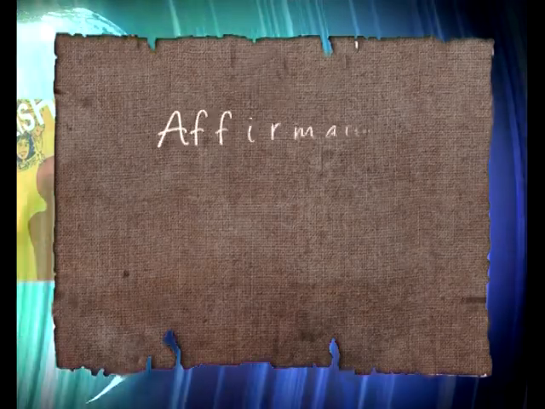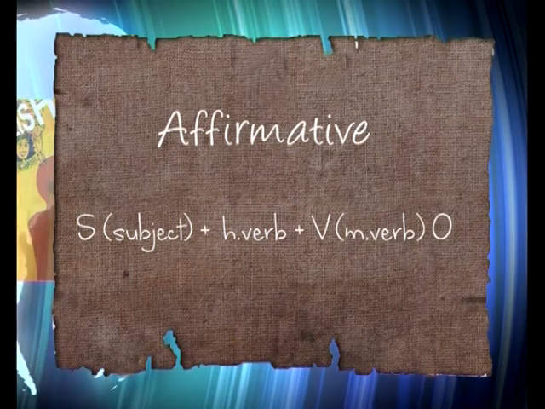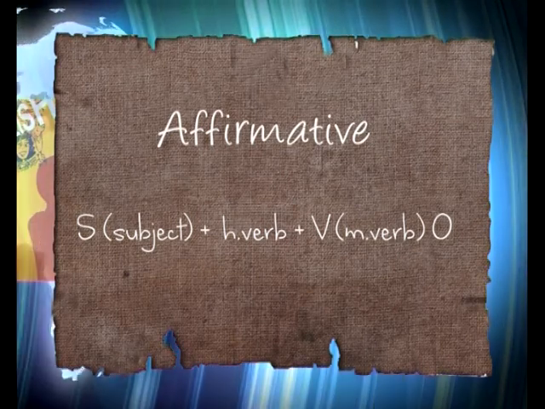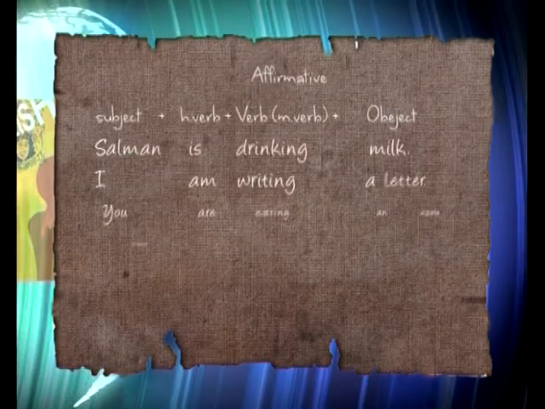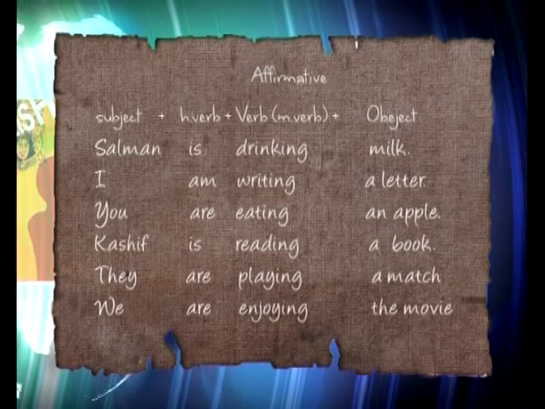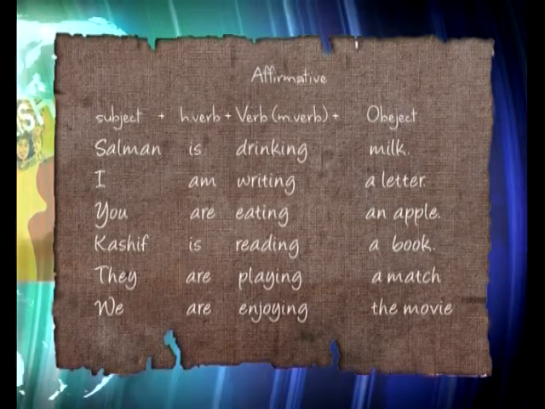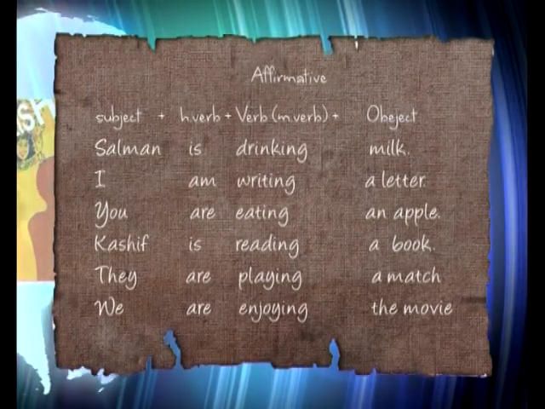Right. For example, form, you see, affirmative, we can also call it positive. And you can see the formula: subject, and then H, that is helping verb, plus main verb, and then object. I've got six examples here. Salman is drinking milk. So what is happening here? Salman is the subject, is drinking. So if you drop "is" and just say "Salman drinking milk", the idea will not be clear. So Salman is drinking what?